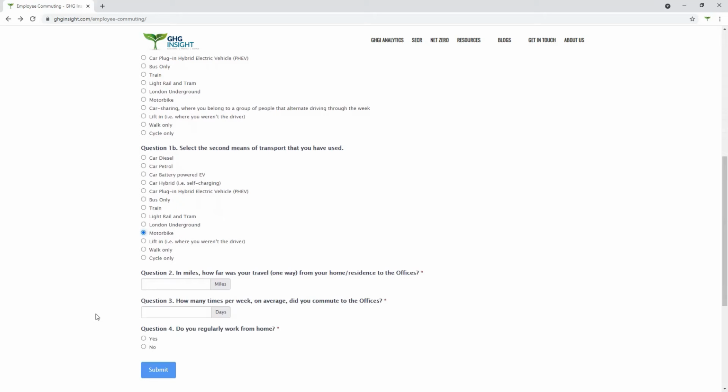This brings us to question 2. In miles, how far was your travel, one way, from your home residence to the offices? Please note, we are only asking you to enter the distance one way, not the return distance. If you need help in working out the distance, particularly where public transport is involved, watch our other video, How to Find Your Distance to Work. I'm going to enter 19 miles.